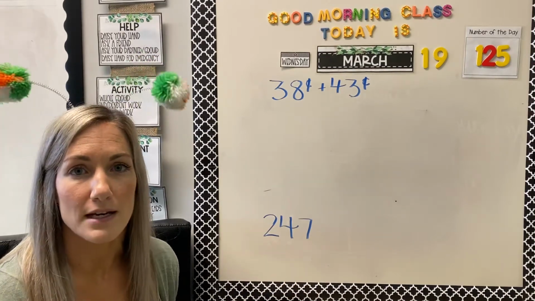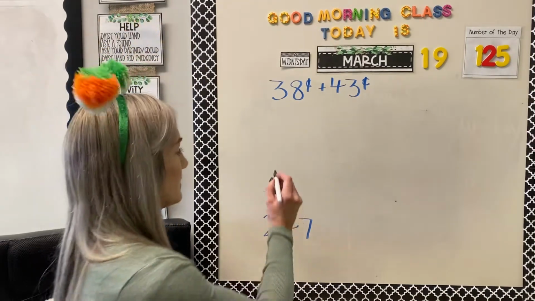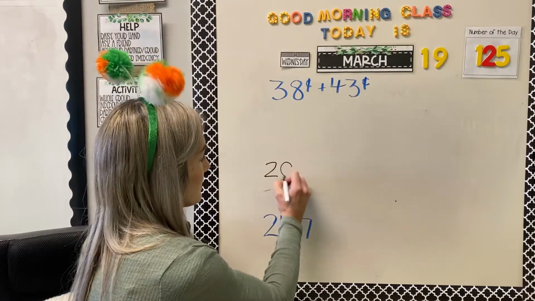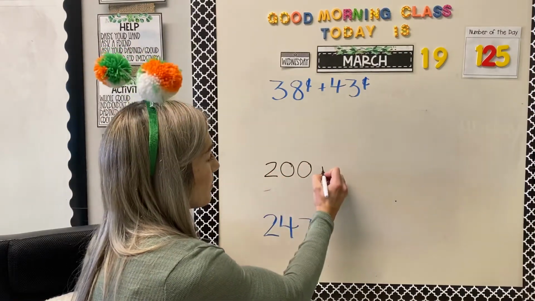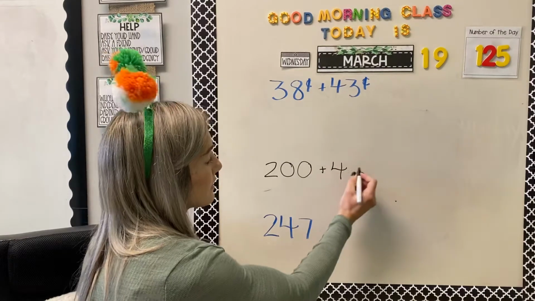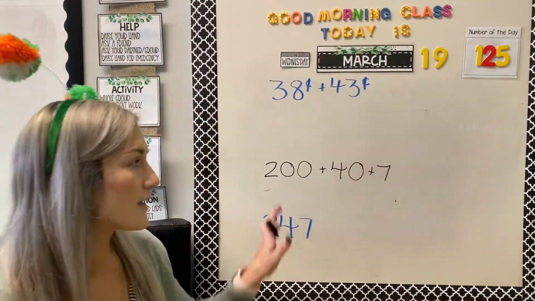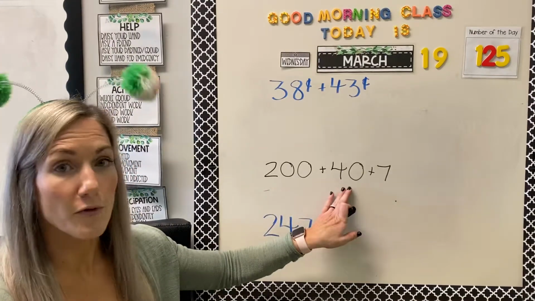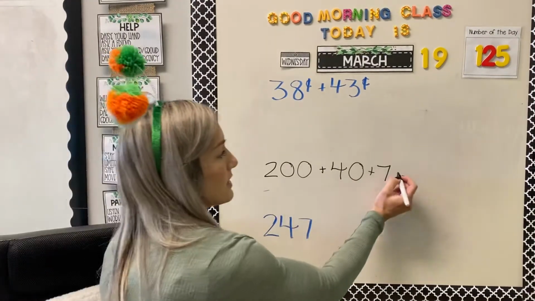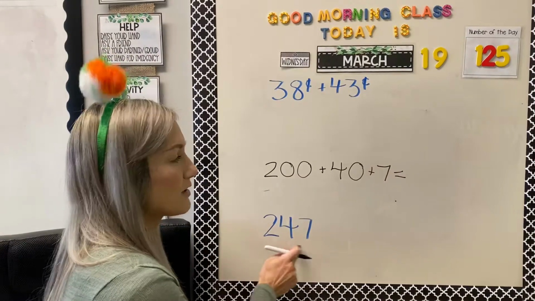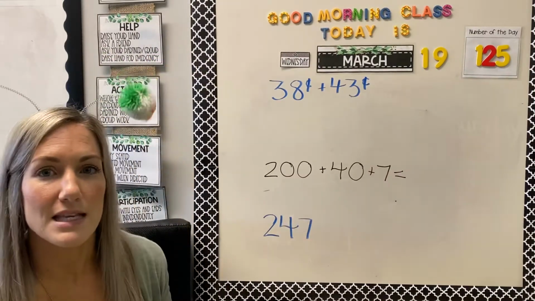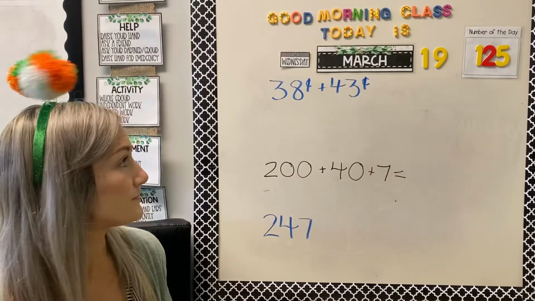So if I'm going to write it in expanded form, I would write it like this. 200 plus 40 plus 7. 200 plus 40 plus 7 equals 247. That's the expanded form of that number.